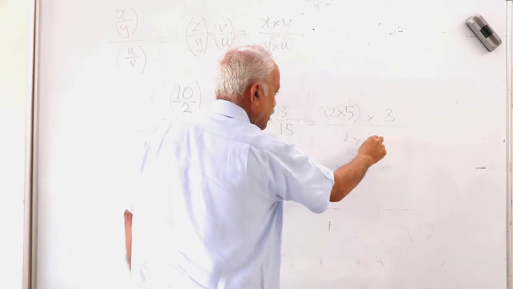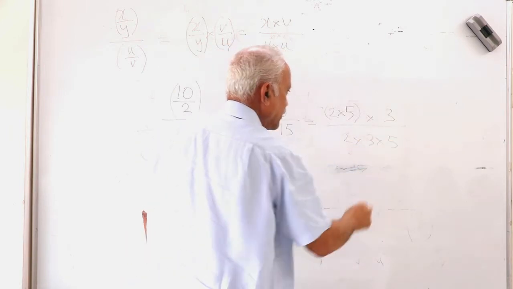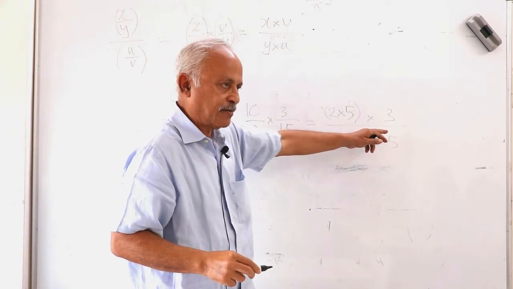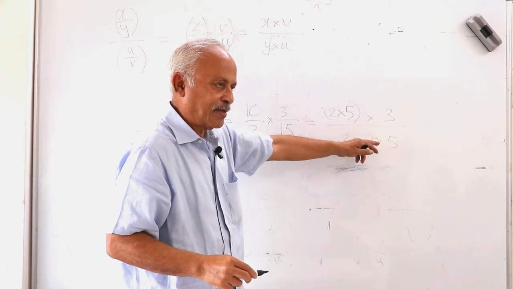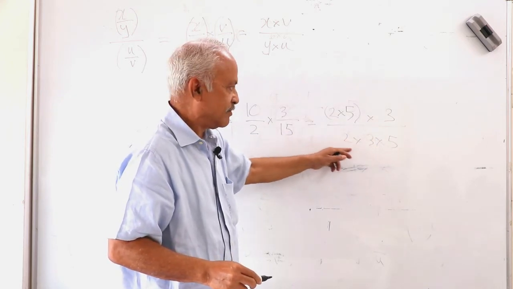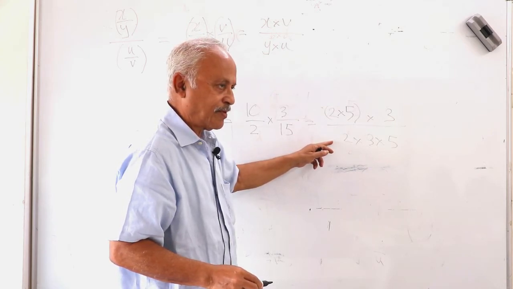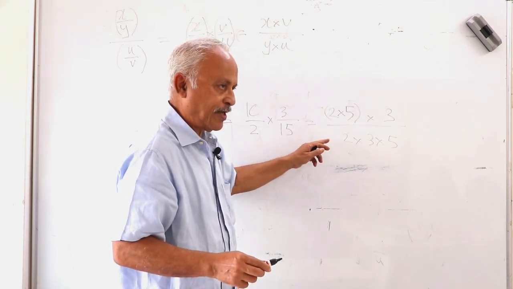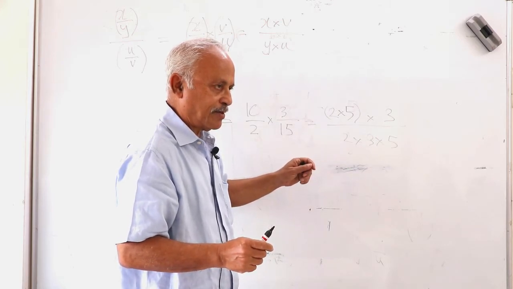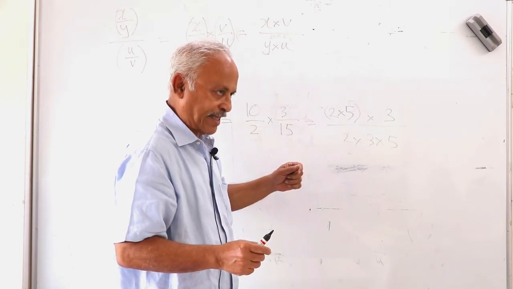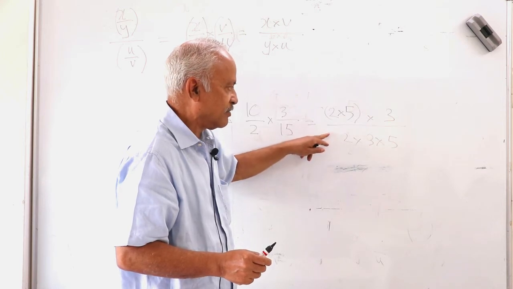What are the factors of 15? 3 into 5. Now here everything is a factor. So can I cancel here and here? Remember, if I have the same number as a factor, I can cancel it. So what can I cancel here?